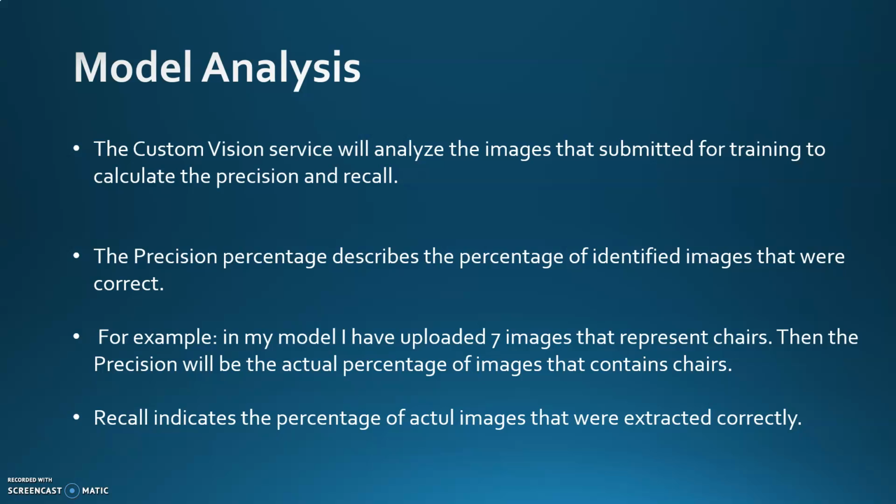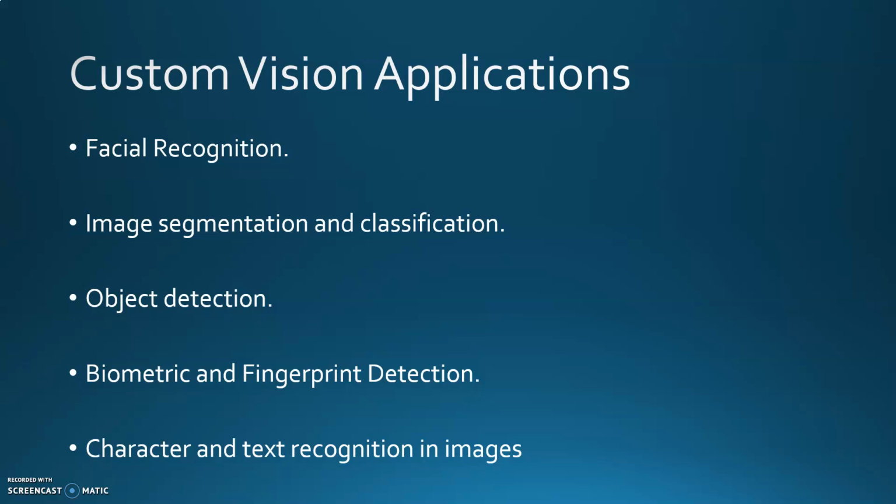What I mean by the precision is the actual percentage of images that contain that specific object, whether it's the chair or the table or the bed. While the recall is another percentage, it indicates the percentage of the actual images that were extracted correctly. So there's a difference between the recall and the precision.